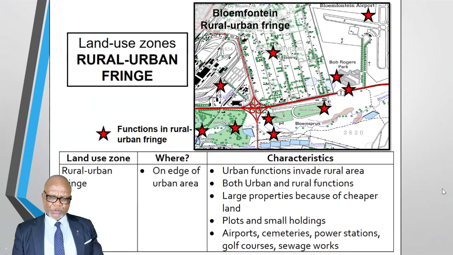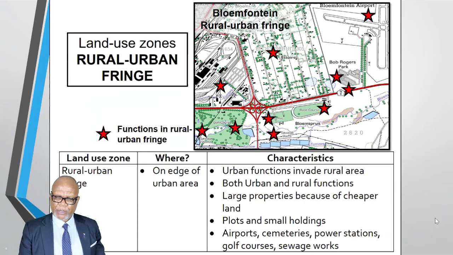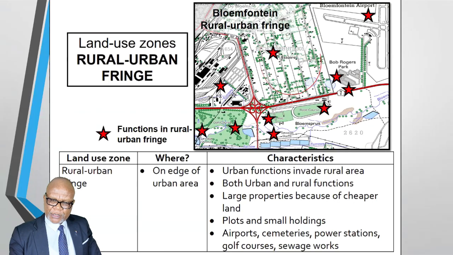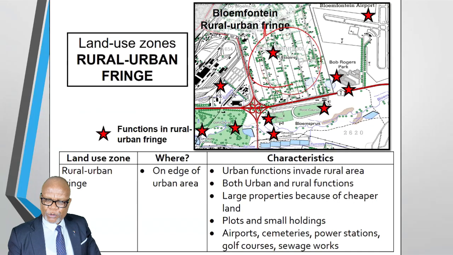Now, another land use zone is what we call rural urban fringe. It is found between the rural areas and urban area. So what do you see here? You can see over here, you have your rural areas, and you can see here, you have your urban settlement. So this area between the rural areas and urban areas is called the rural urban fringe.